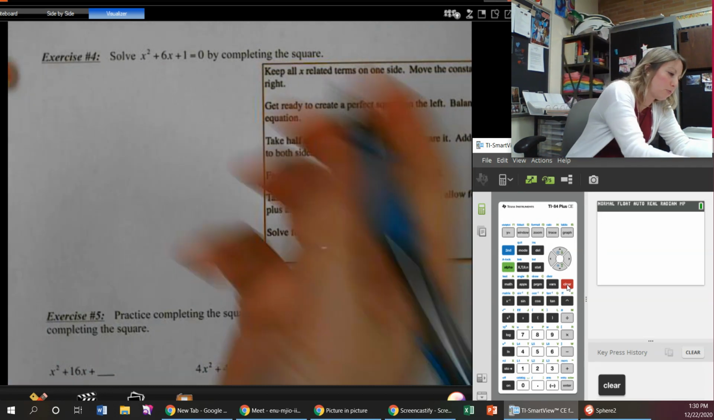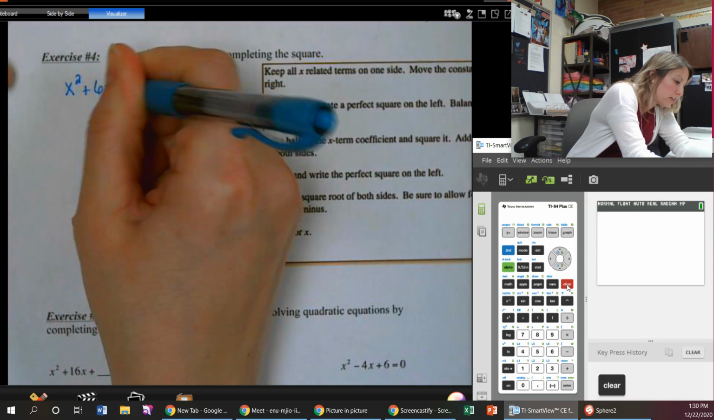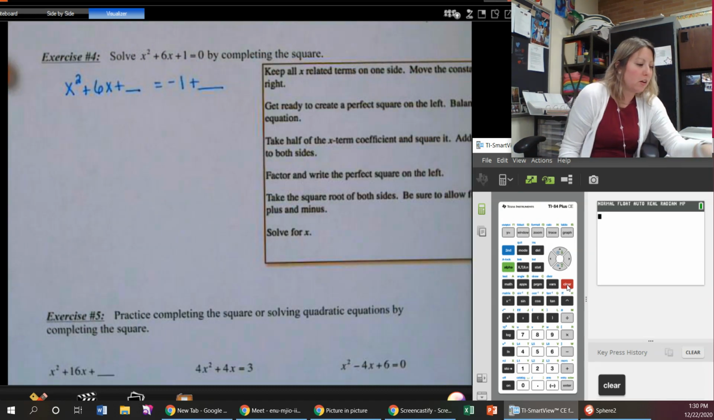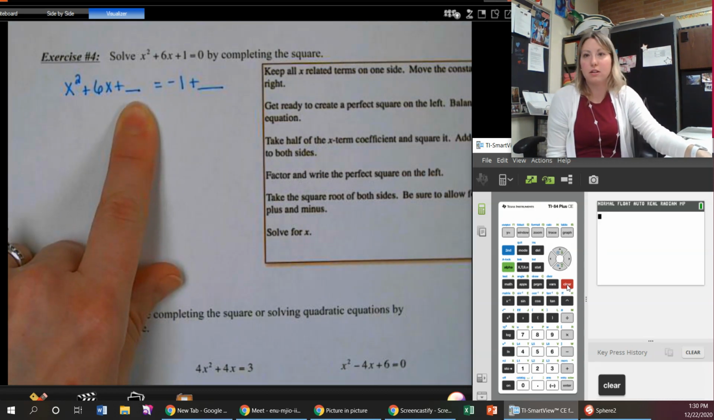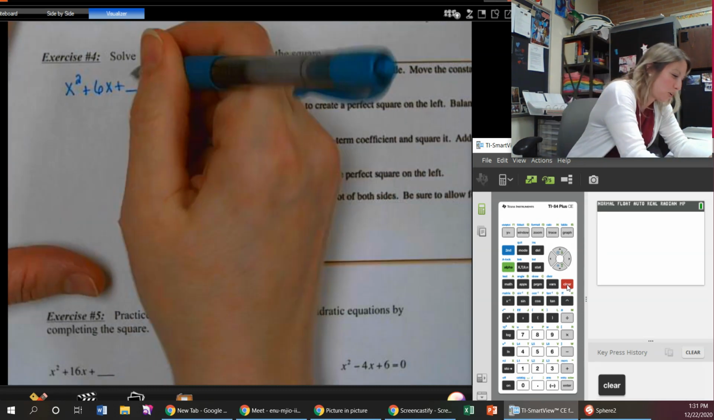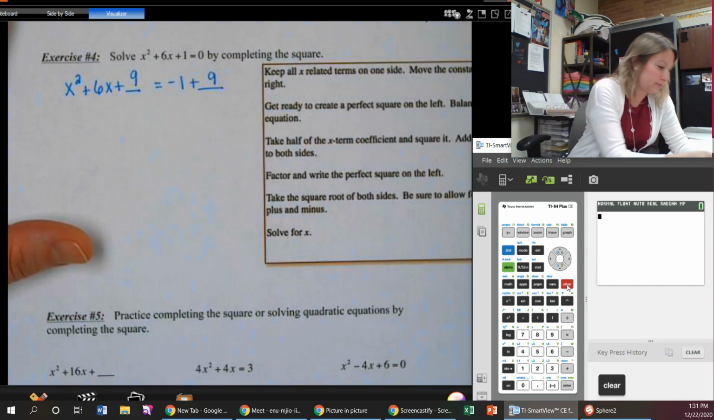Move that 1 over, subtract that 1 over. x squared plus 6x plus blank equals negative 1 plus blank. Fill in the blank. 6 divided by 2 is 3. 3 squared is 9. That's what goes on the blank. Sorry, sometimes my head is just ready for that blank.